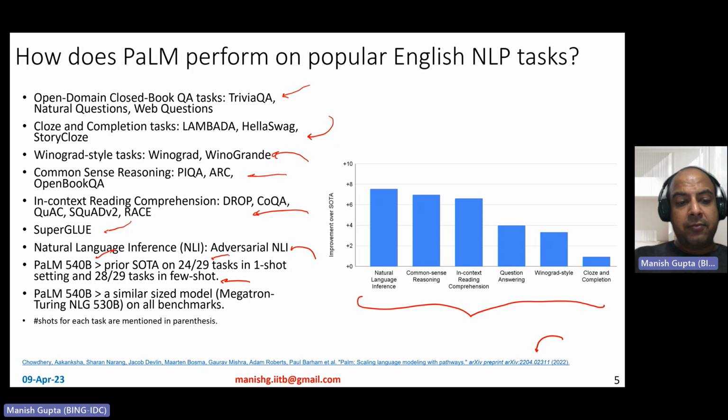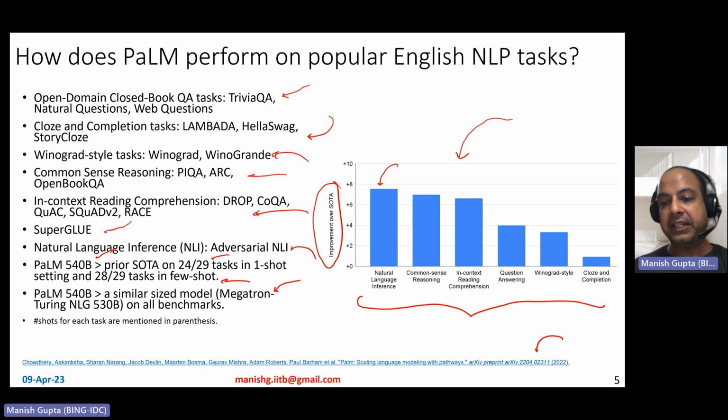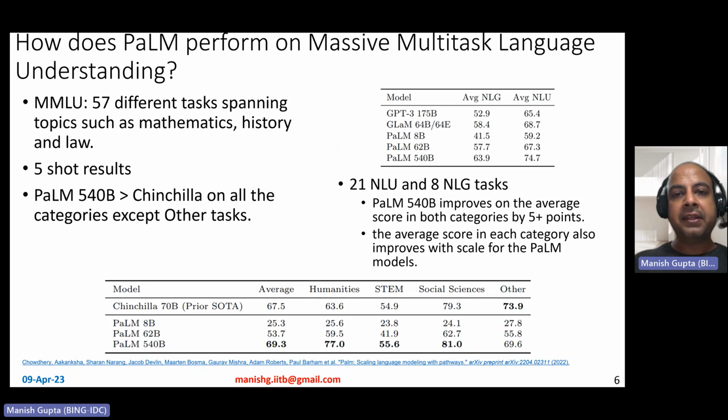PaLM 540 billion is also better than the Megatron-Turing NLG model, which was a 530 billion parameter model. So that is also a similar-sized model, but still PaLM 540 billion is actually better. Here, what you observe is that across different tasks, natural language inference, common sense reasoning, and so on, the improvement on SOTA can be as high as about 8 points, which is huge. So it's not just better, it's significantly better.